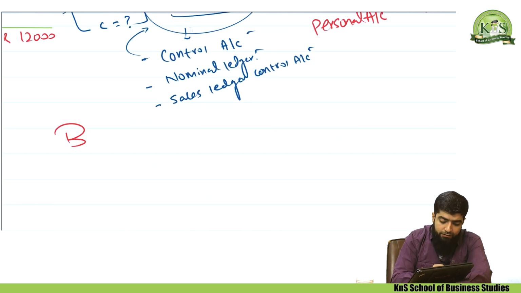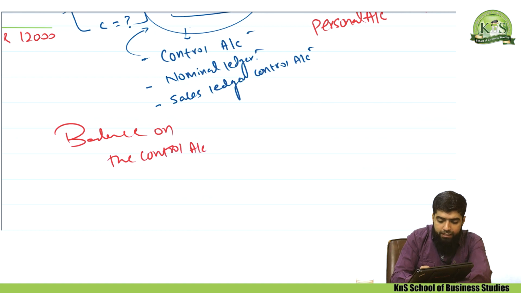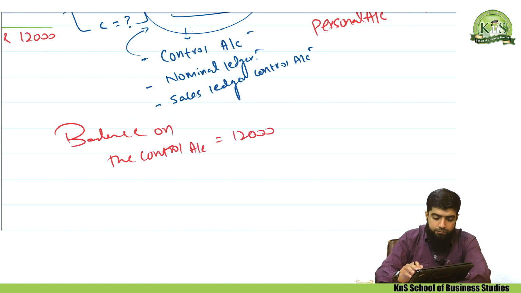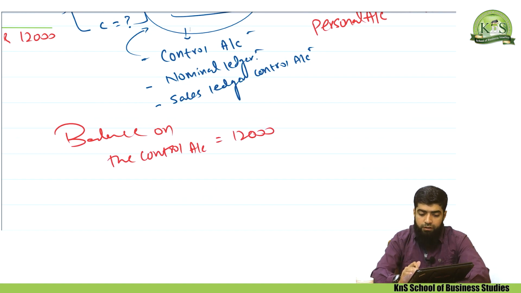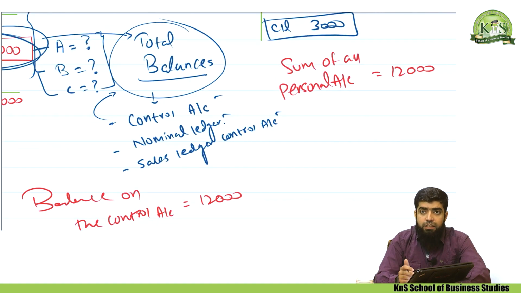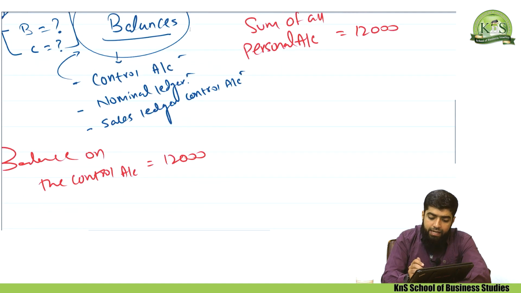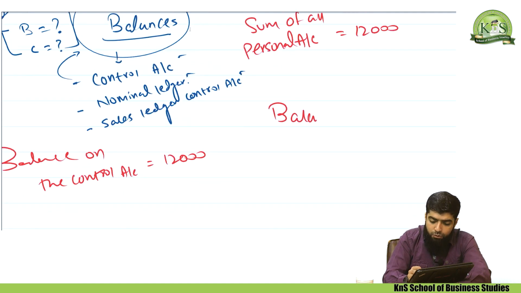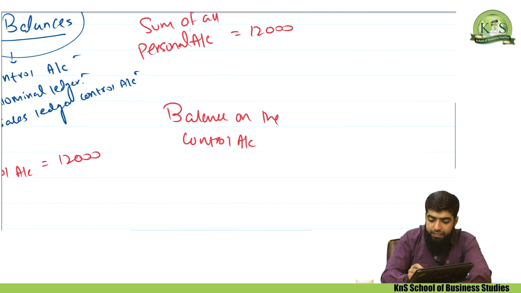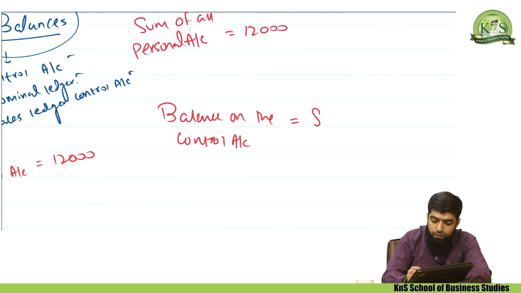And if you have a look at the ledger, the balance on the control account is $12,000. The sum of all personal accounts is $12,000. Hence proved that the balance on the control account should always be equal to the sum of all lists of balances.